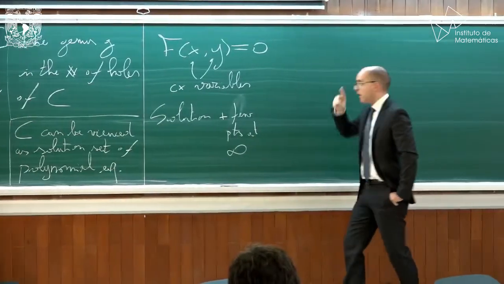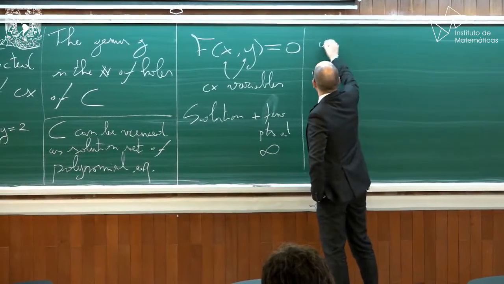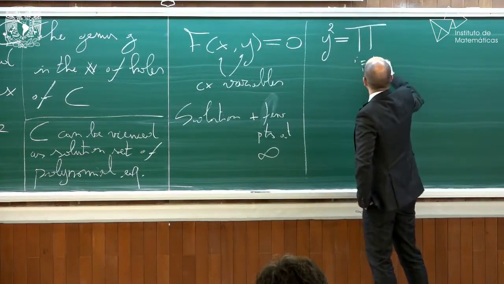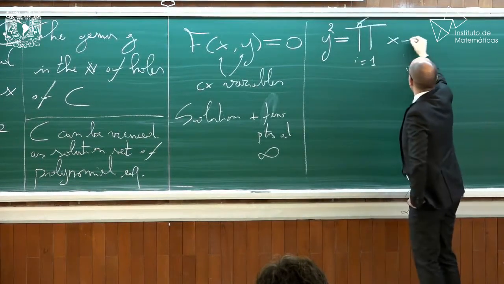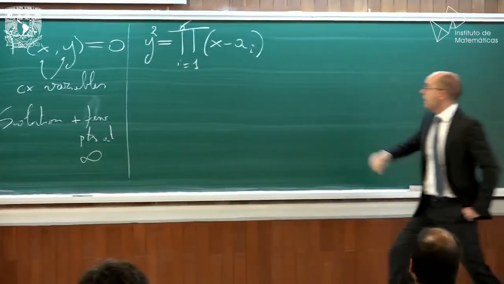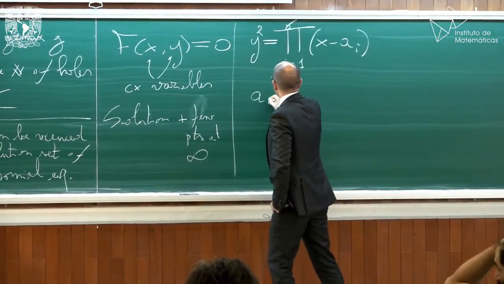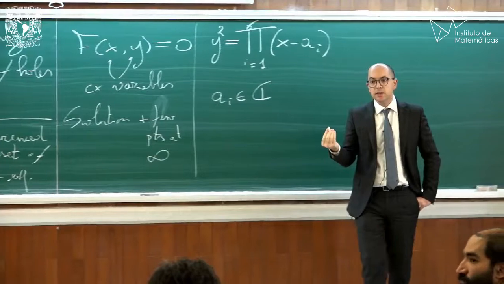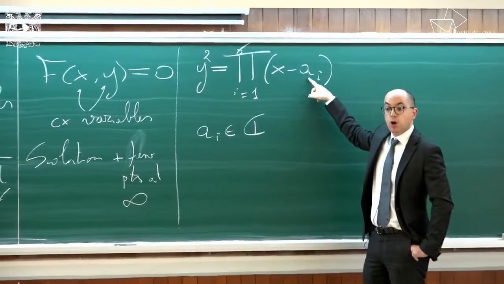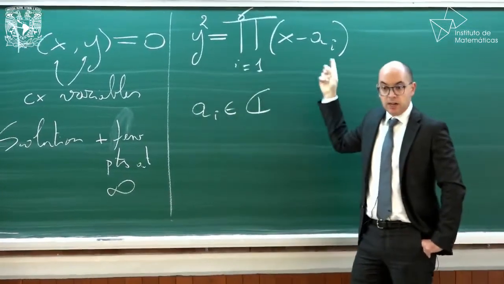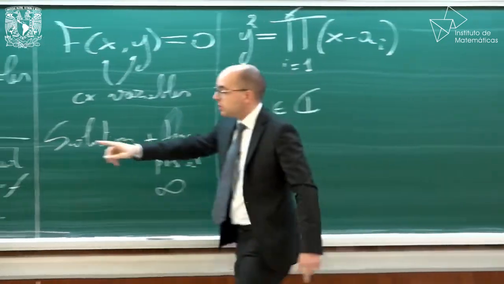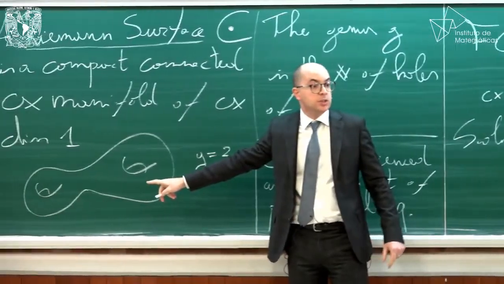So let's look at an example of how to produce a surface of this type. Suppose you start by considering an equation y squared equals the product for i from 1 to 6 of (x minus a_i). I'm picking six complex numbers a_i, and for every choice of six complex numbers, I have an equation of this type. I look at the solution set of this equation, compactify it, and I obtain exactly a curve of genus 2, like in the picture over here.